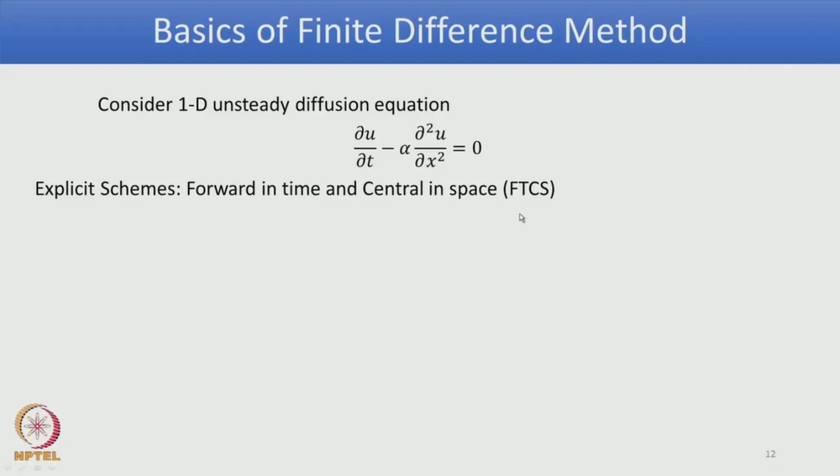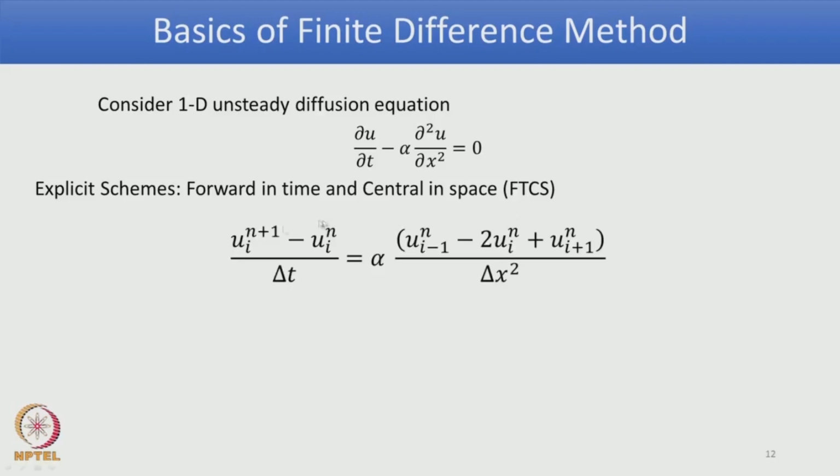So, let us see how to write it, then we get an equation like this: (u of i, n plus 1 minus u of i, n) by delta t equals alpha times (u of i minus 1, n minus 2 u of i, n plus u of i plus 1, n) by delta x squared. Now, let us understand this equation.